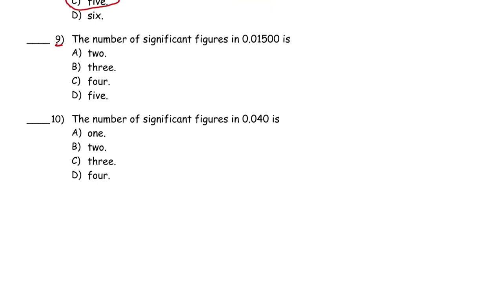Number 9. The number of significant figures in this number. Don't forget, we don't count the zeros on the left side, but we must count these zeros on the right side of a decimal point. So we have 1, 2, 3, 4 significant figures. So the answer is letter C.